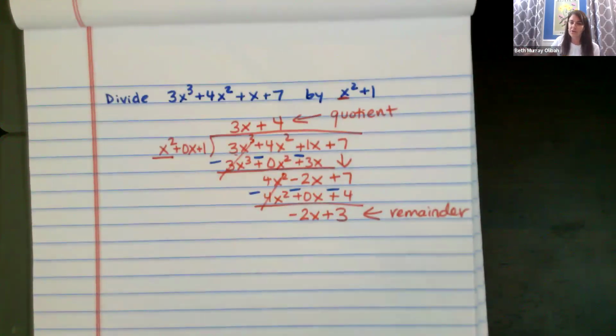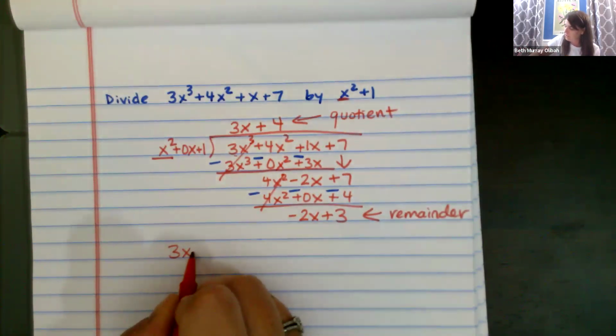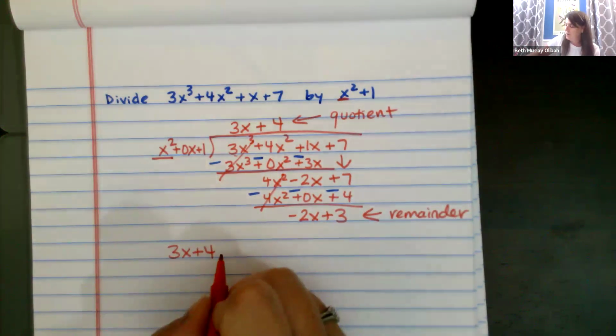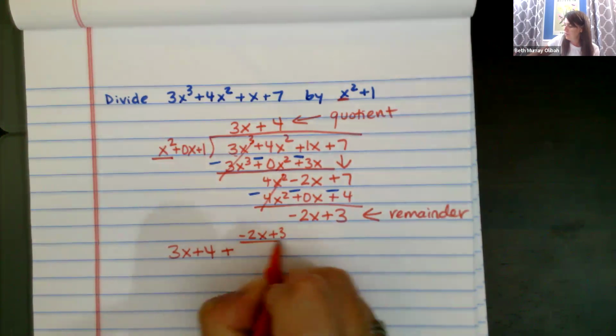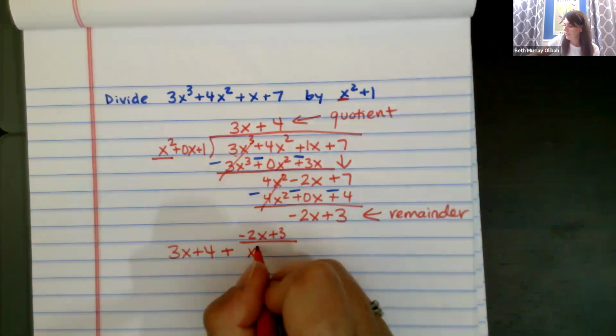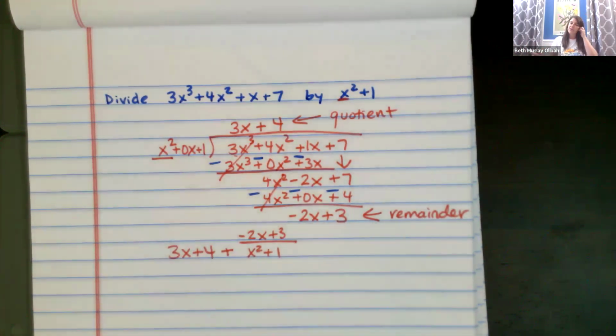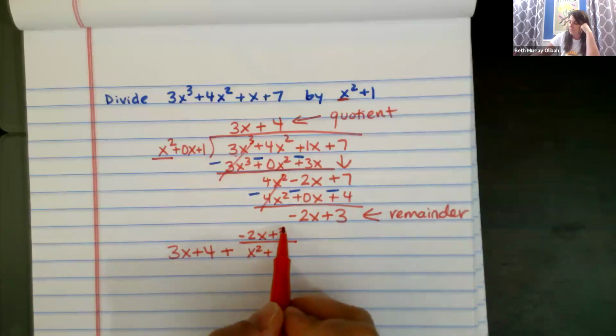And if I wanted to write it all together, I would write the quotient first, plus, then I would write the remainder over what I was dividing by. So you make it a fraction. You make the remainder a fraction.